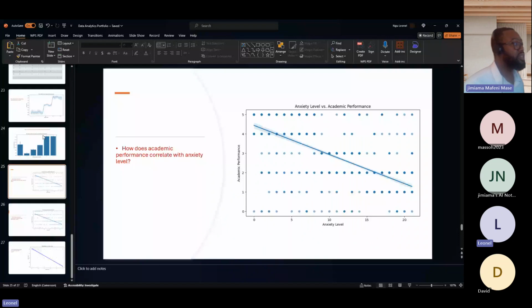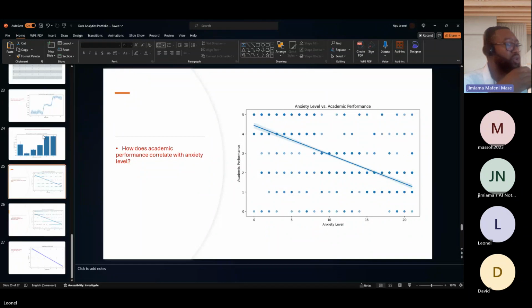Yes. So these slides and the following slides show us something. It gives us some information. I like the fact that you experimented on the regression line. But the first thing that I see, for this business question, you are trying to answer how academic performance correlates with anxiety level. The first thing I notice in this plot is that there is no correlation.